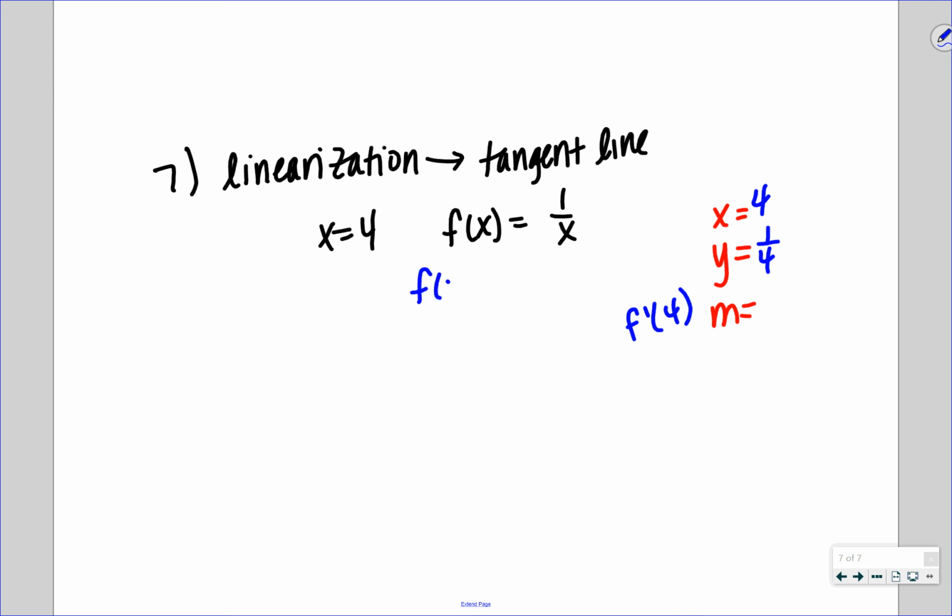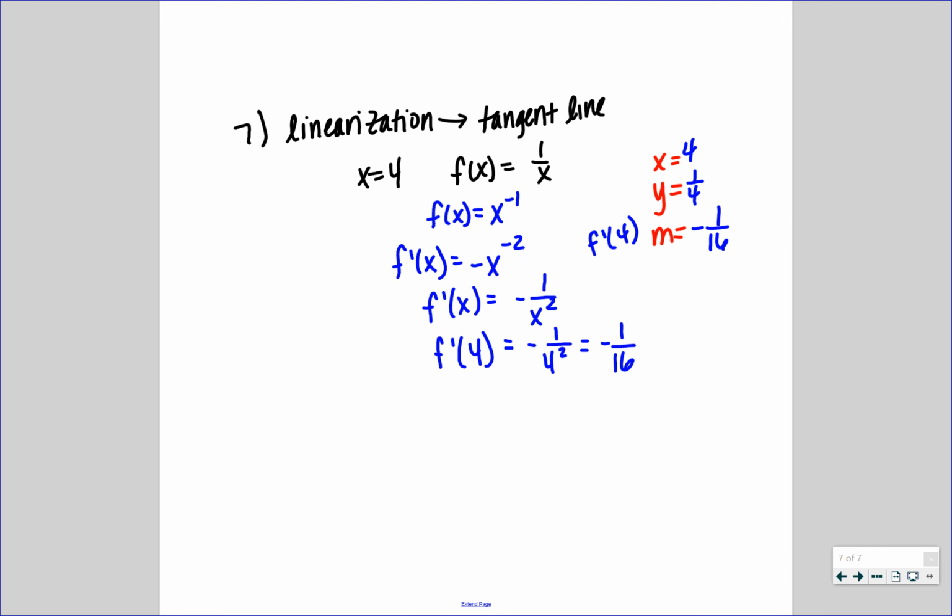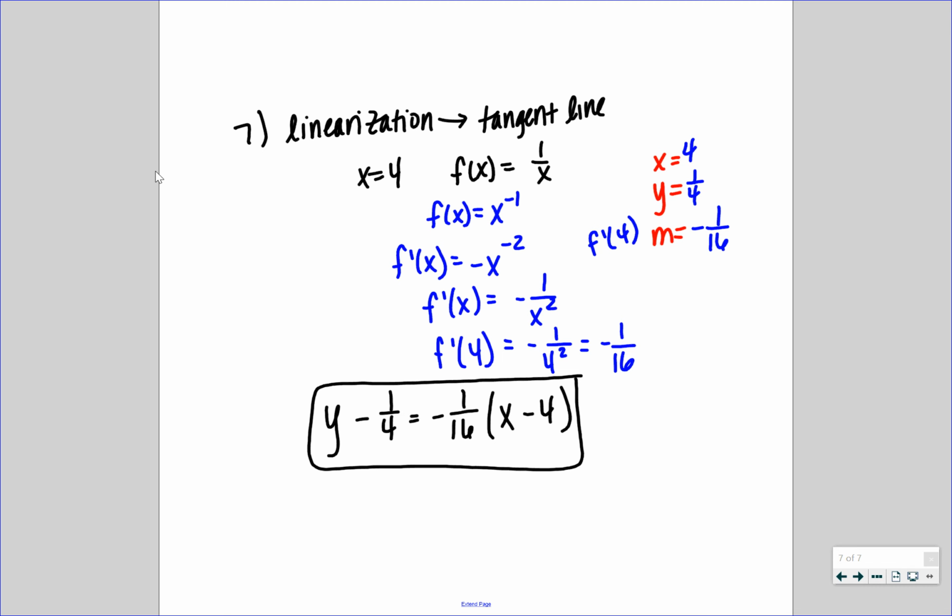So I'm going to need to derive this. I'm going to rewrite this as x to the negative first. So when I derive, I get negative x to the negative second, or negative 1 over x squared. So when I plug in 4, negative 1 over 4 squared is negative 1 over 16. The negative is not squared, the 4 is squared. So now when I write the equation of a tangent line, y minus y1 equals m, negative 1/16, x minus x1, x minus 4. Linearization. Write the equation of the tangent line.